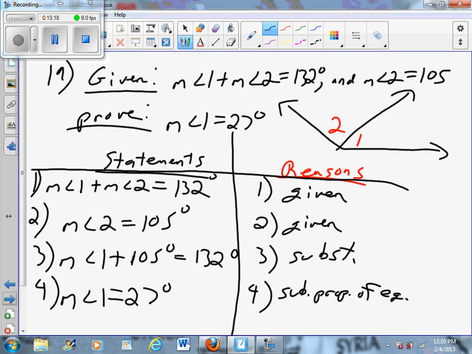Now, finally, number 4. To state formally that the measure of angle 1 is 27 degrees, I have to subtract 105 from both sides, right? So I'm using my subtraction property of equality. And remember, as I work these out, SUBST is the short form for the word substitution, so I don't want you to get that mixed up with SUB period, which I'm using for subtraction. Okay, shorthand version for subtraction.